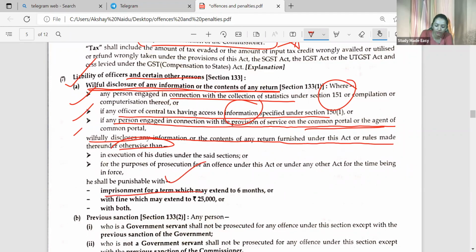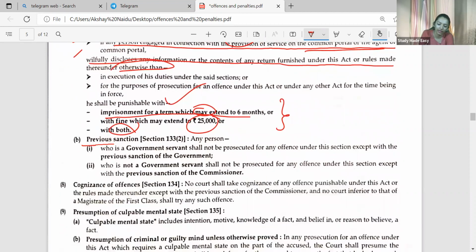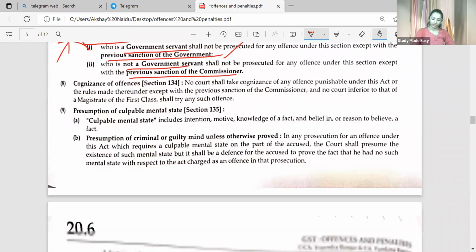So imprisonment for a period that may extend, this is important, may extend, it could be 6 months, fine 25,000 or both. It could be up to 6 months, it could be fine, or both. Again, previous sanction: if it is a government servant, no prosecution will start unless sanction of the government is there, and if it is not a government servant, the commissioner's sanction is needed. Learn this as mandatory. If you want to start prosecution against a government servant, you have to take permission of the government, and if it is not a government servant, then you have to take permission of the commissioner.